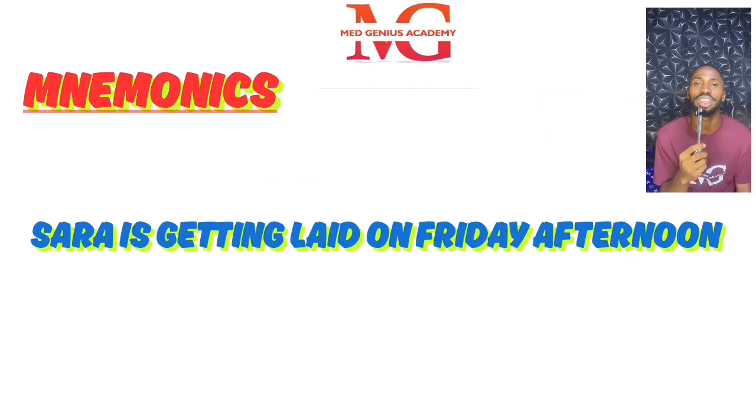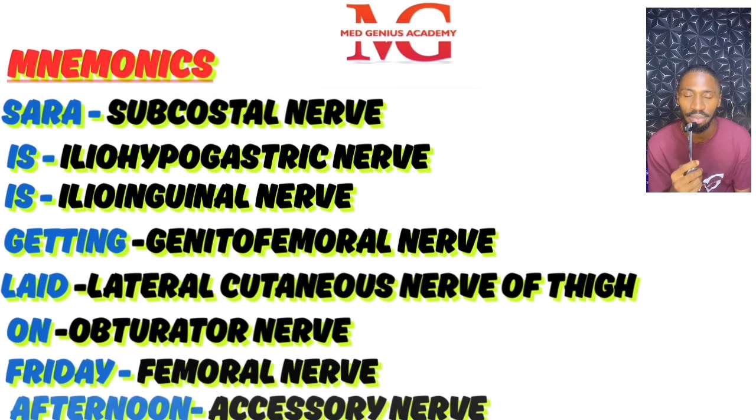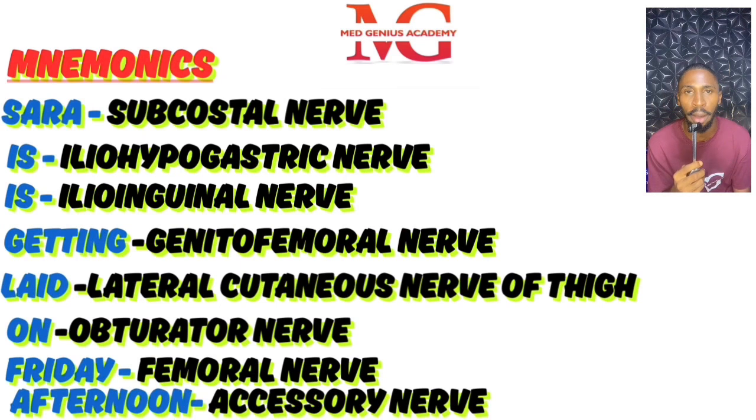I'll be giving you a mnemonic. What mnemonic will you use to understand this? Sarah is getting late on Friday afternoon. What is Sarah? Subcostal nerve. Is: iliohypogastric, ilioinguinal nerve. Getting: genitofemoral nerve. Late is what? Lateral cutaneous nerve of the thigh. On: obturator nerve. Friday: femoral nerve. Afternoon: accessory obturator nerve. Hope that helps you.